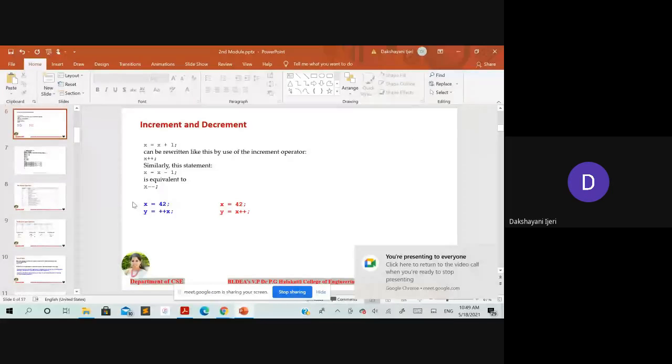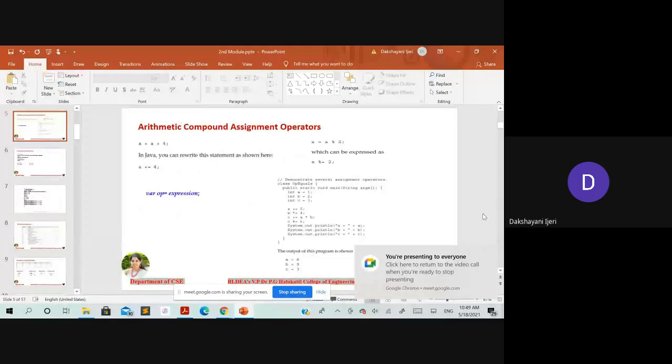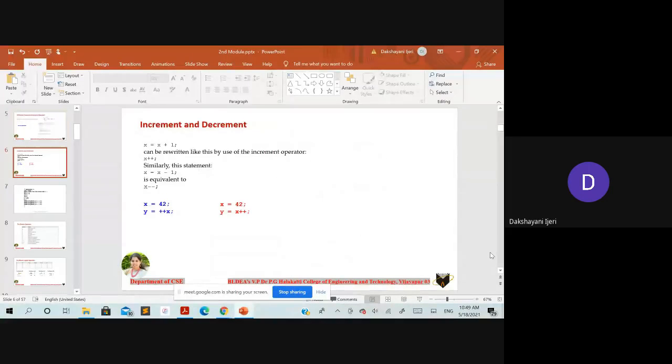Okay. So yesterday we have seen the bitwise operators. We have seen the increment and the decrement, and what is the difference between the post increment and the pre increment.